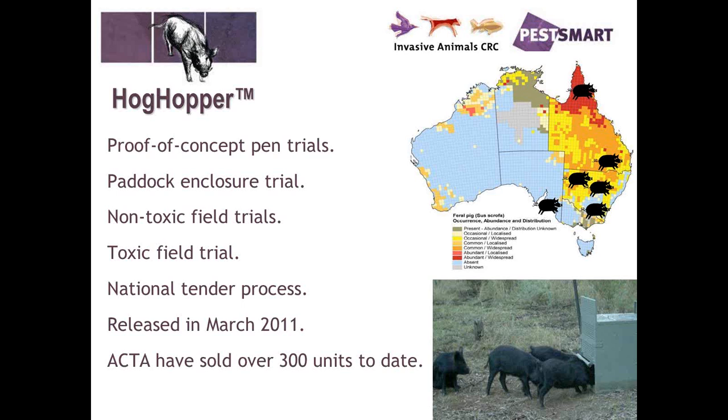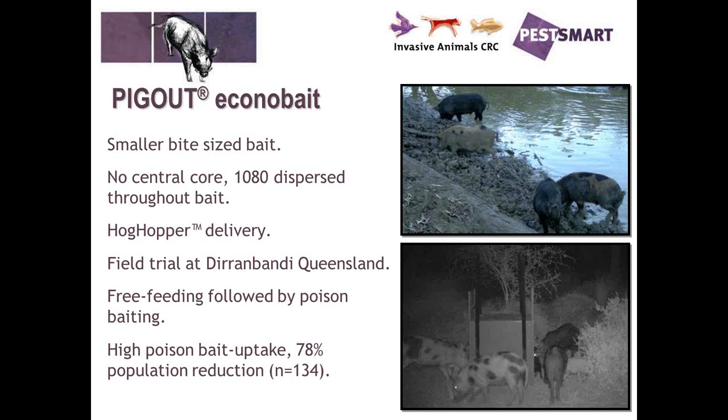We did a toxic field trial and it worked incredibly well with poison grain, so 1080 poison grain as well as PIGOUT. After that we went for the national tender process to try and identify a manufacturer who could make the best quality product for the cheapest price. We appointed two, one in Queensland, one in South Australia. Han Steel and Plasteel are the manufacturers, but they're sold through Animal Control Technologies in Melbourne, who also sell PIGOUT and numerous other products. It was released in March 2011, and now ACRC have sold over 300 units Australia-wide, which is a fantastic result.